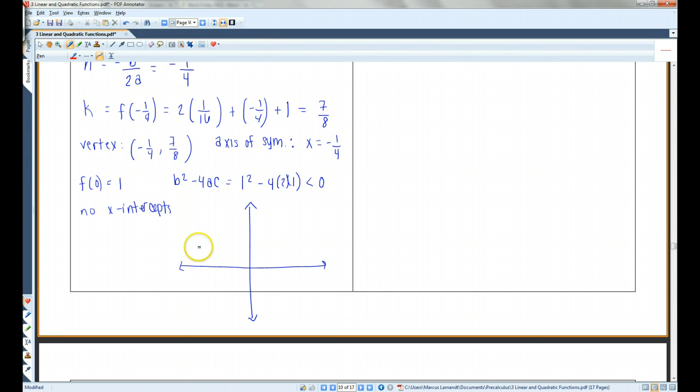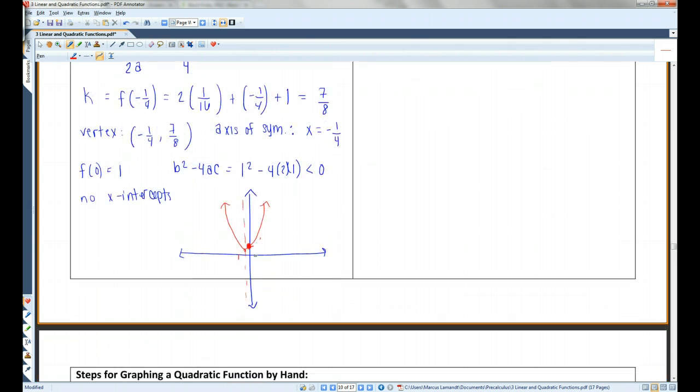So, f of 0 is 1. That's right here. That's our y-intercept. Our vertex is at negative 1/4, so like here, 7 over 8. Almost 1. And there's our axis of symmetry. Okay?